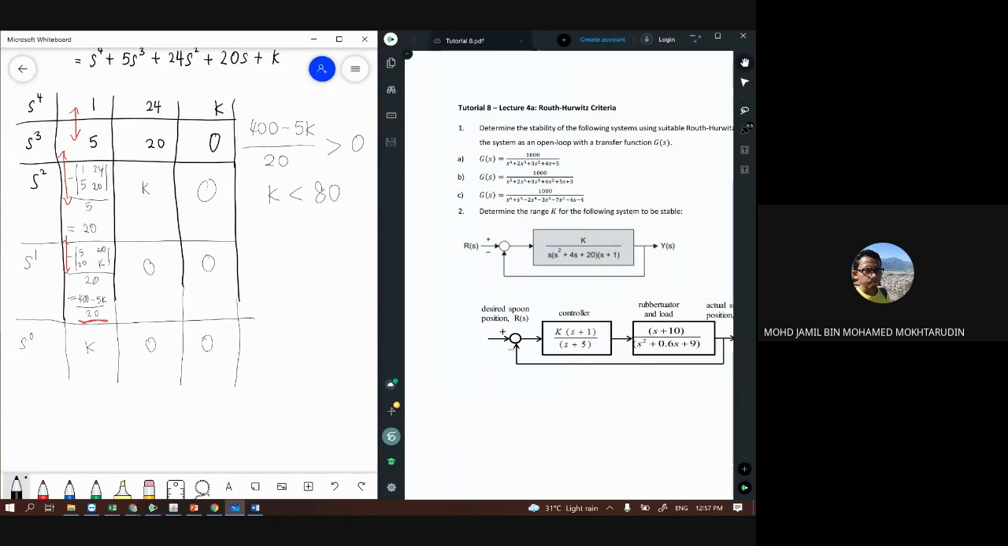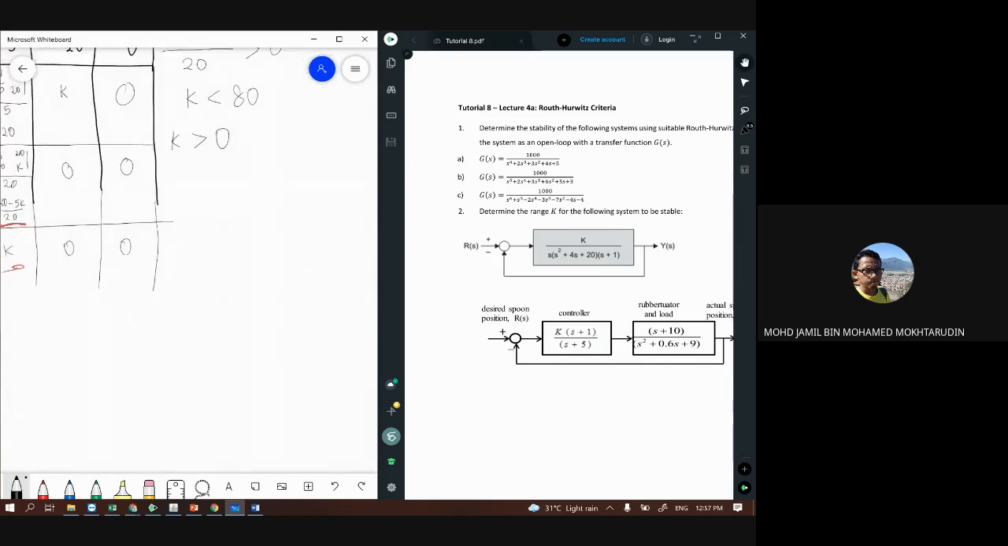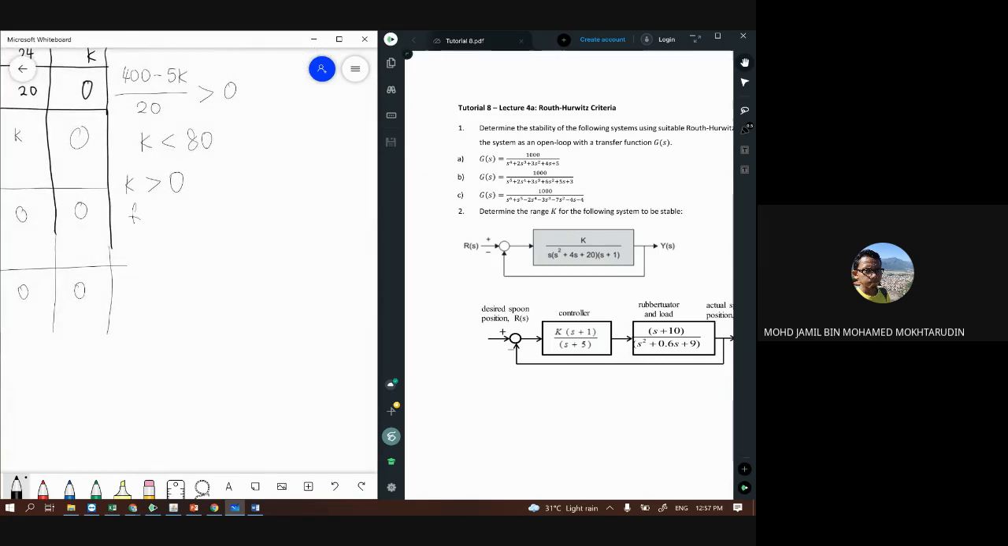And then the last row. So K here must also be positive. So K also bigger than 0. Now you combine the two ranges together. So write a little conclusion for a stable system. So K must be from 0 until 80. Okay.